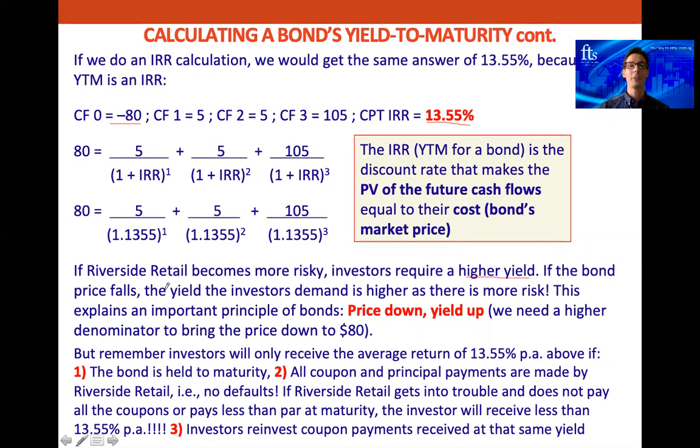So if the bond price falls, the yield goes up, because investor demand is higher when there's more risk. This explains an important principle, if not the most important principle of bonds that we're ever going to learn: the price of the bond goes down, the yield goes up. So we now need a higher denominator over here to bring the price down to 80, because remember the price fell in the market down to 80. So we need a higher yield here to bring the price down to 80.